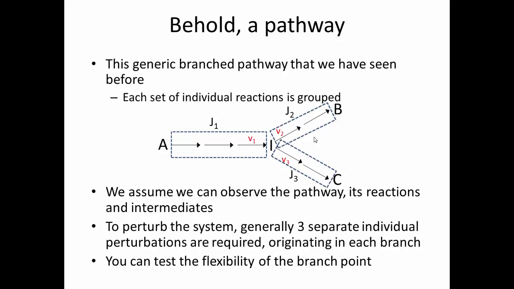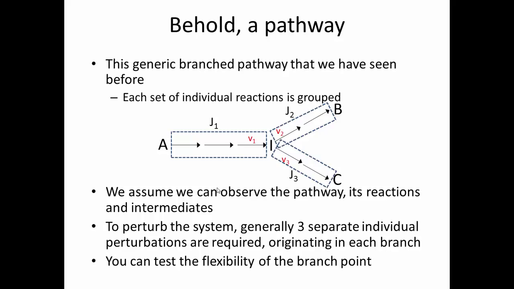And then once we have gotten our bookkeeping down, we want to perturb the system. Generally, if we have three separate fluxes like we do here, J1, J2, and J3, we would need three separate individual perturbations to show how these affect the overall A to B and C. So we would originate each perturbation in each branch. In that way, we can test the flexibility of the branch point. Like maybe we can't alter the amount of C that is produced. So we'll know that we don't have much wiggle room in terms of flexibility from I to C, let's say.